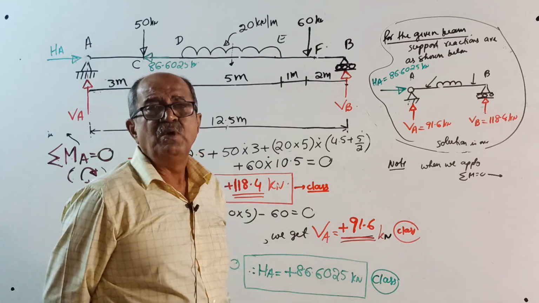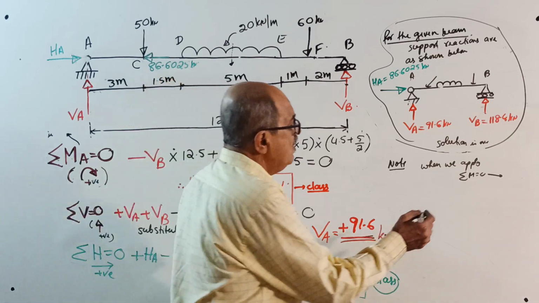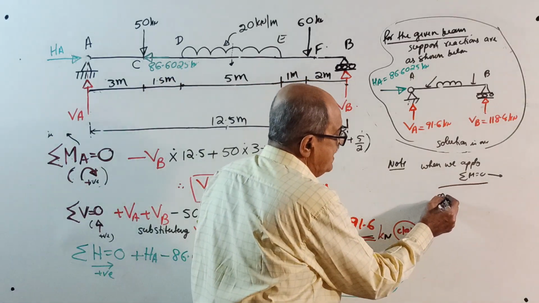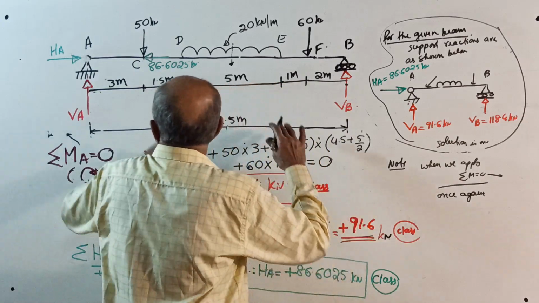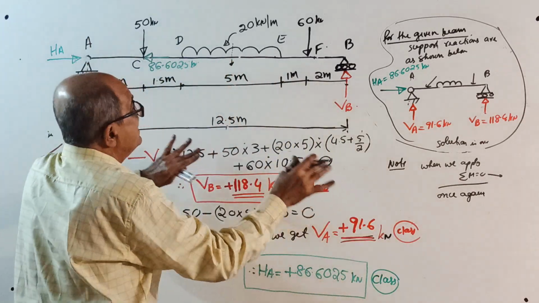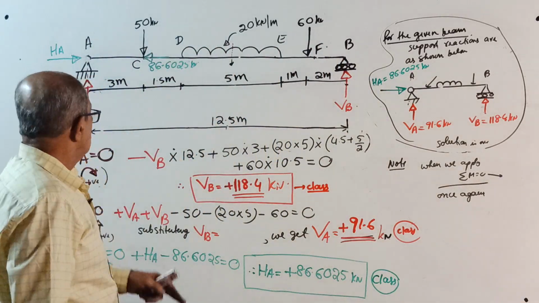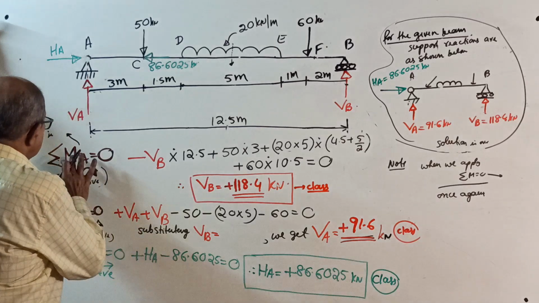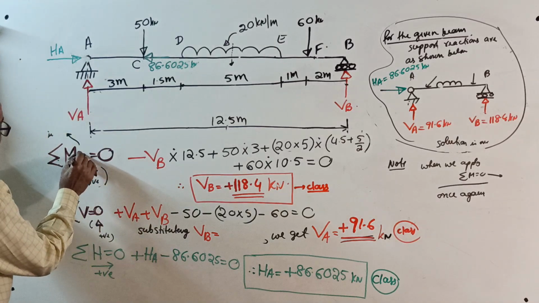Somebody may ask you, why A? Can you not take B? Okay, you can take B. Therefore, I will solve once again now. Those who are serious, once again write the neat sketch. Sigma M about B equal to 0.